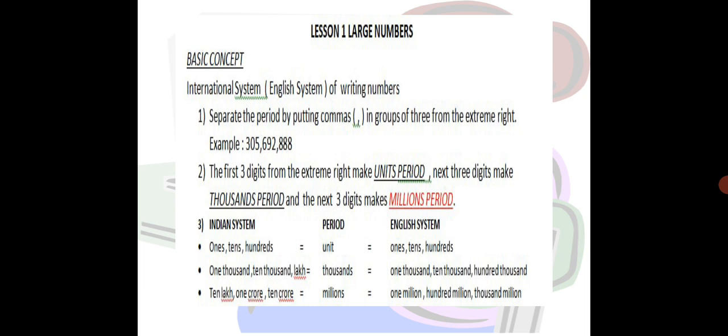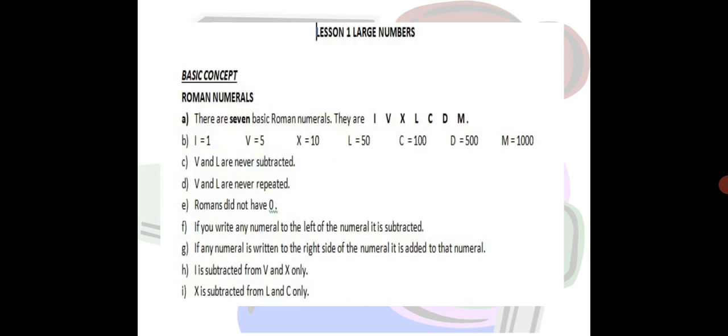Next, Indian system: lakhs, 10 lakhs, 1 crore, and 10 crore. And in the international number system, we will say 1 million, 10 million, and 100 million, all together the million period. And then 1000 million, that is the billion period.